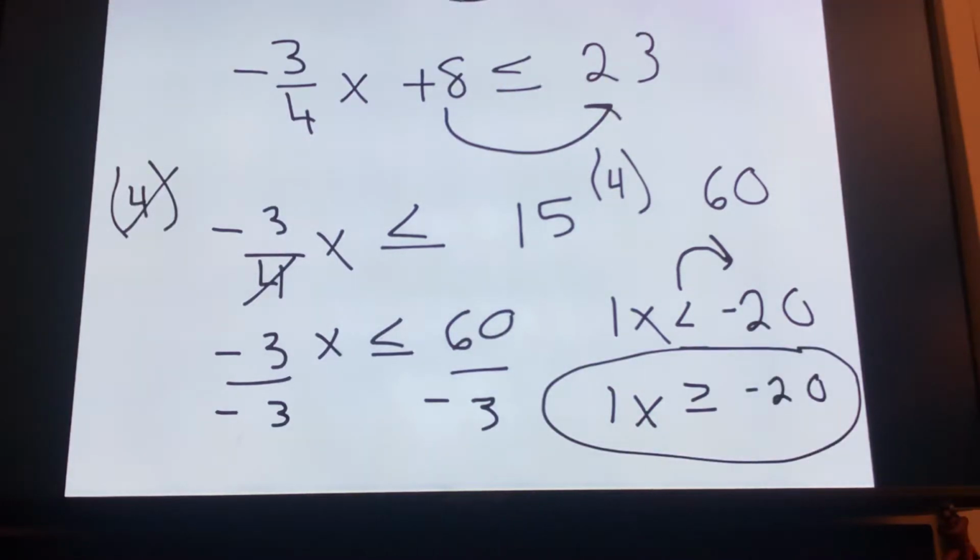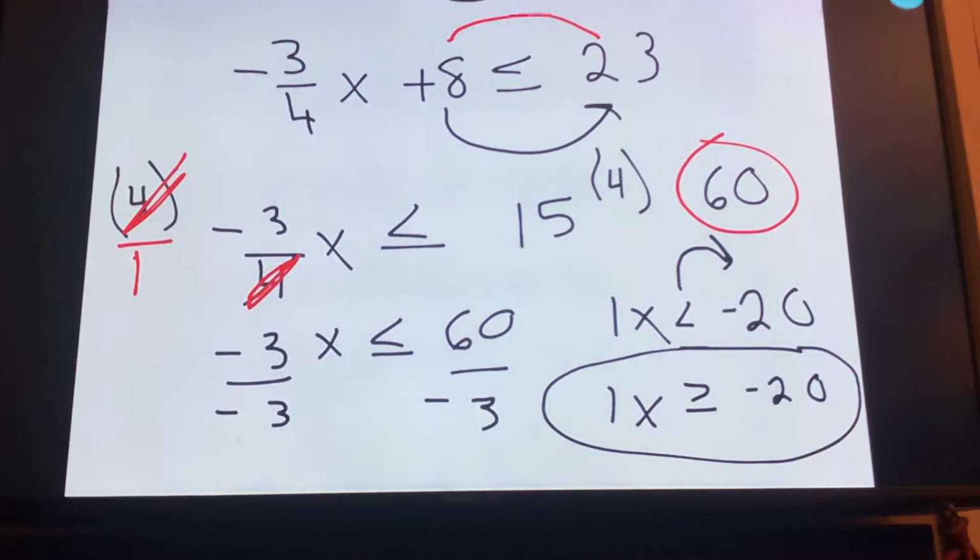So again, just a quick recap. We moved this over to the other side because that's what Timmy told us to do. They gave us 15. I needed to get rid of my fraction, so if you want to think about this as 4/1, that way you understand why you're doing that. And then if you cross multiply here, that's still negative 3. Then you multiply the 4 over here, and that gave us 60. Our new equation was negative 3x is less than or equal to 60.